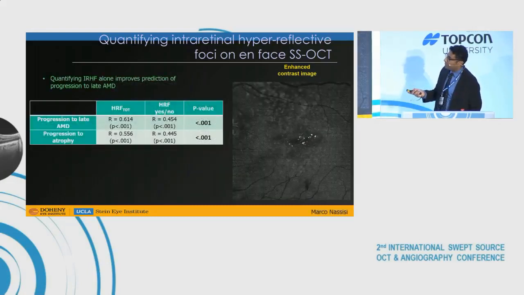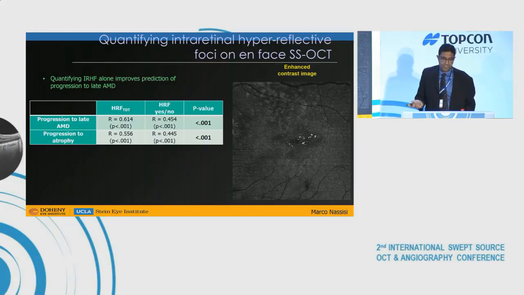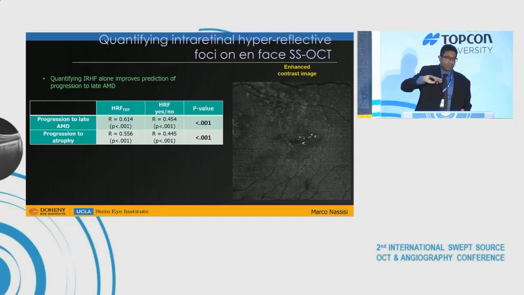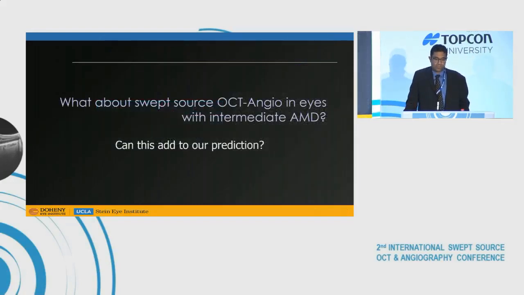In fact, this is from recent work done by my fellow Marco Nassisi from Torino, who demonstrated that in our prediction, just using this alone, no other factor, quantifying them actually gave us additional predictive value compared to just a yes/no, are they present or not. So we think quantification has a role.